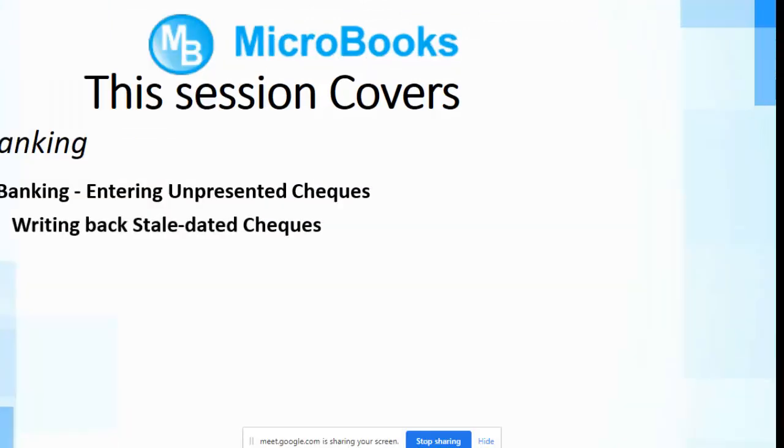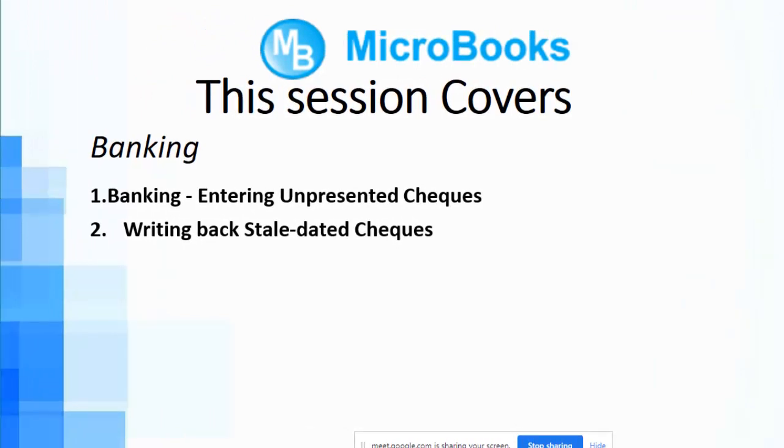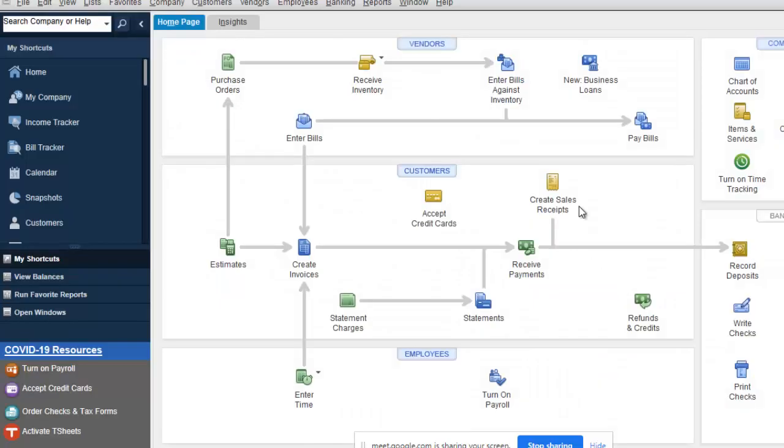Alright, we are now going to look at writing back stale-dated checks. We covered this in the revision class as well, so you guys should be quite familiar with this by now. Stale-dated checks, as I said earlier, are checks that were issued 6 or more months ago, and that check is still not presented at the bank, so therefore the check has become stale.